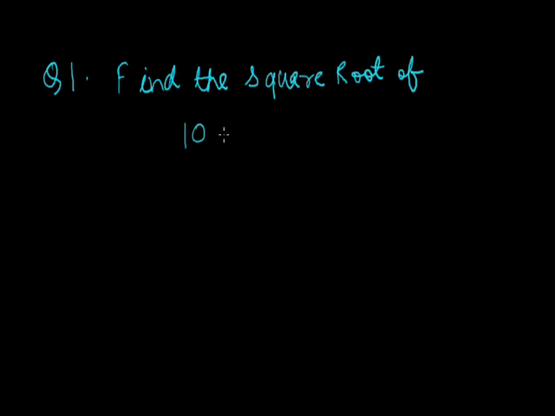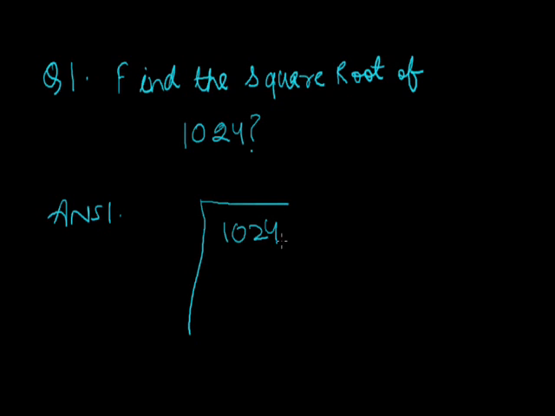First, find the square root of 1024. To start with, as I told you earlier, make a column like this and write 1024 over here. Starting from the unit digit, make pairs of 2. This is our unit digit, make pairs of 2.